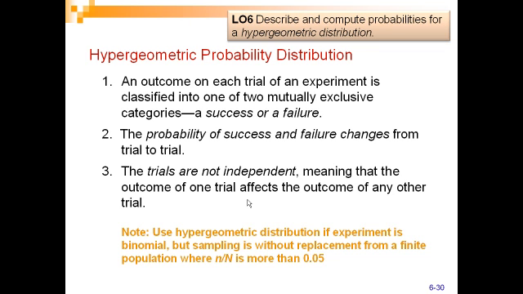Note, use the hypergeometric distribution if the experiment is binomial, but sampling is without replacement from a finite population where small n divided by big N is more than 0.05. Small n is equal to the number in the sample and big N is equal to the number in the population, or the size of the population.